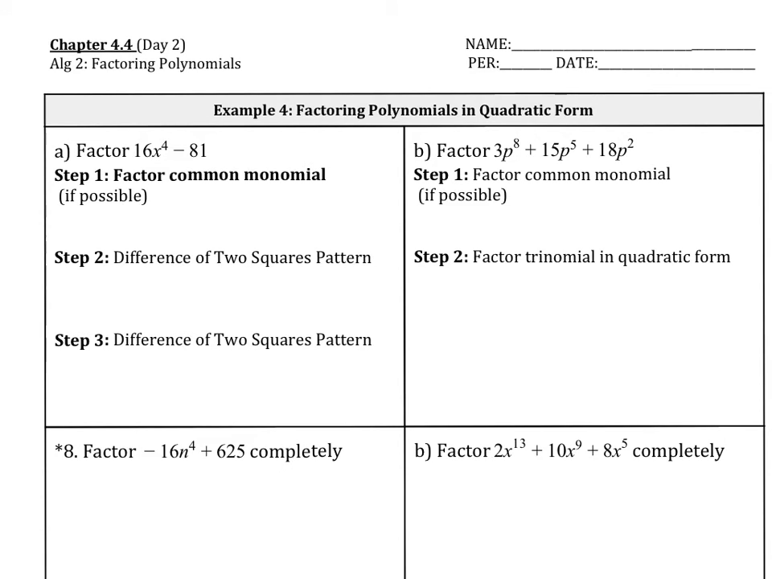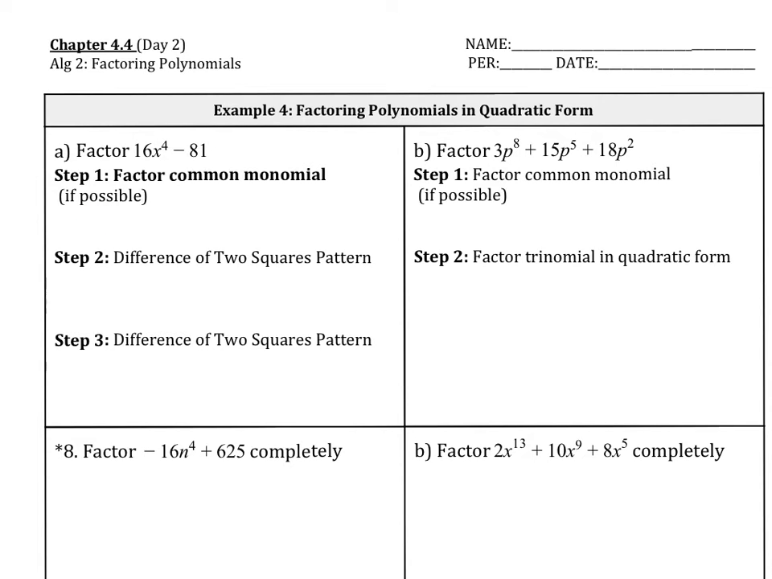Chapter 4.4, Day 2, Example number 4, Factoring Polynomials in Quadratic Form. We are going to use the same steps that we have been using, which means we are going to find the common monomial, if there is any. Look at letter A, factor 16x to the 4 minus 81. If you find any common monomial from these two terms, then you are going to factor that out.